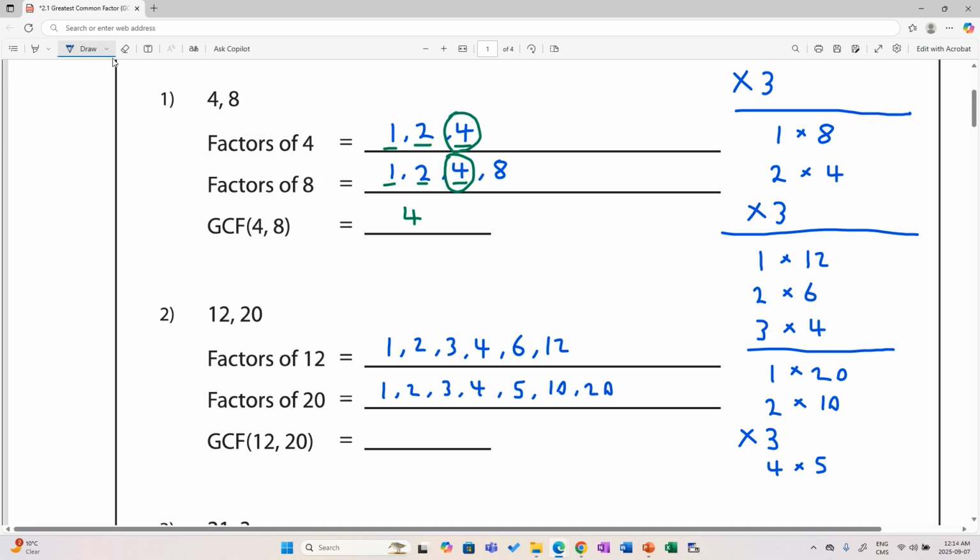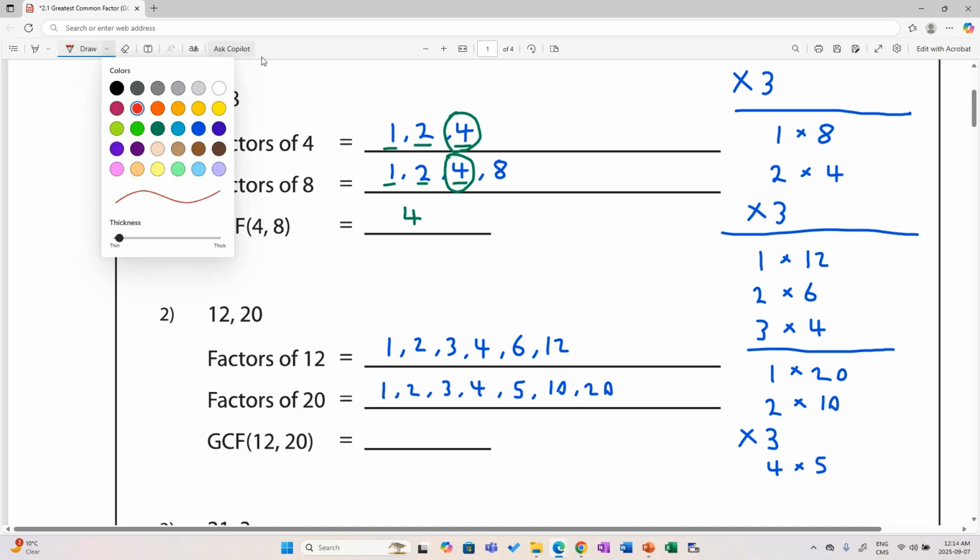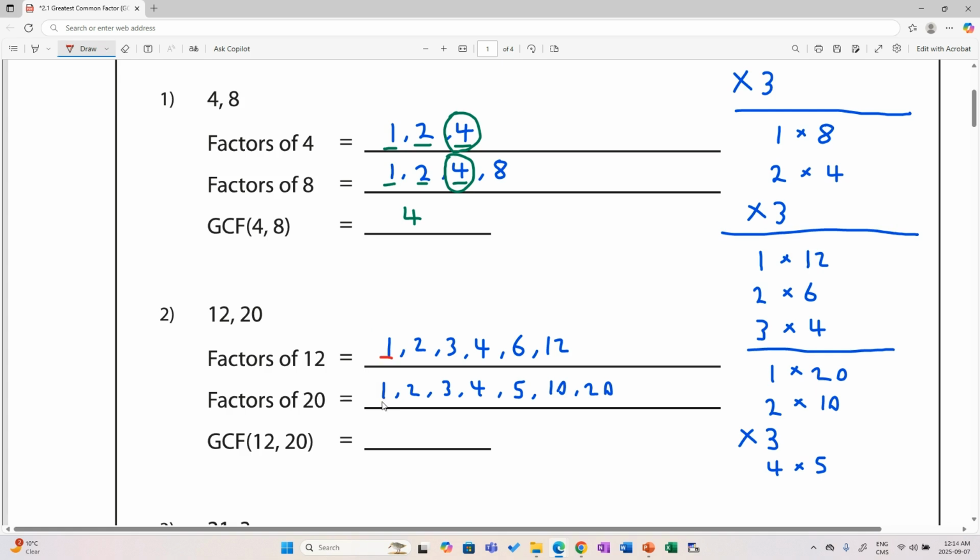Now I simply must find the common factors that I have. My common factors are 1, 2, and 4. It looks like my greatest common factor must be 4 because I have a 4 that's common between both 12 and 20, and it's the biggest number. So my greatest common factor is 4.